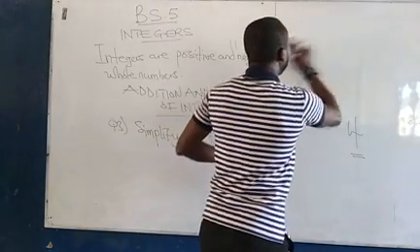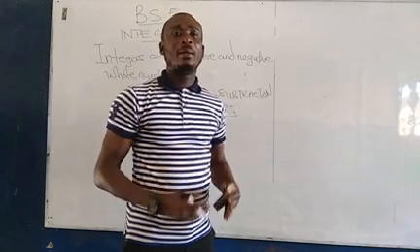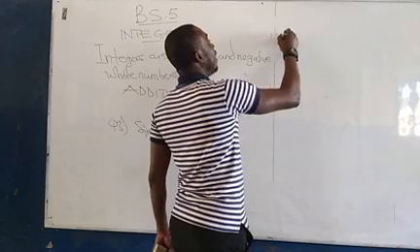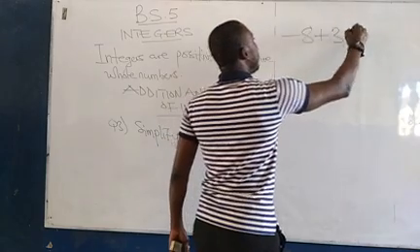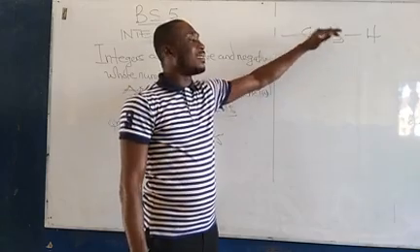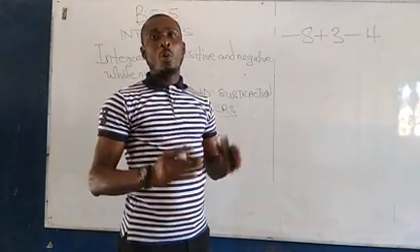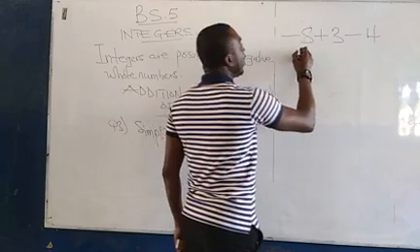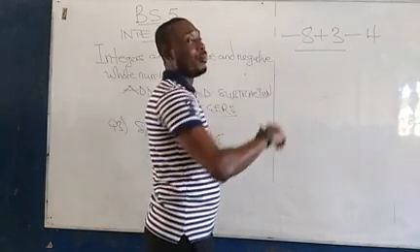So this is what we are going to look at. Let's take more of this, and we'll move on to multiplication of integers. Let's assume you have negative 8 plus 3 minus 4. Alright. All we need to do is take our time. Let's first of all concentrate on the first two terms, which is negative 8 plus 3.